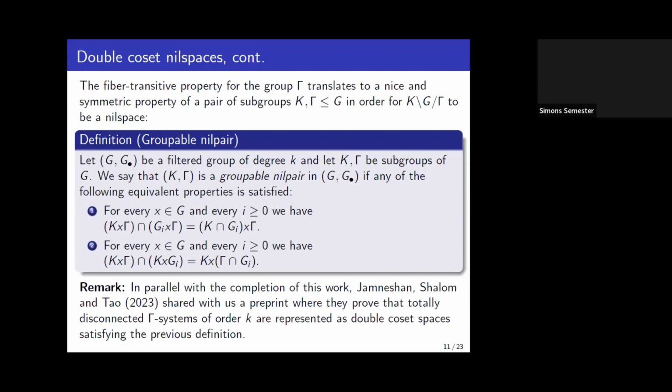And well, here there's this remark that also in parallel to the completion of this work, Jamneshan, Shalom and Tao shared with us a preprint where they were also able to represent some totally connected systems of order k as coset nilspaces satisfying this definition.